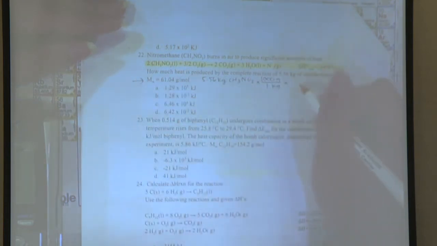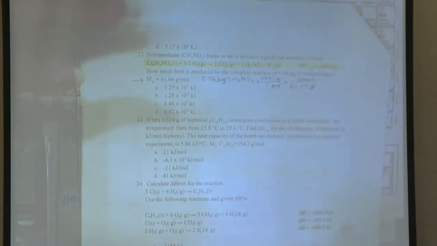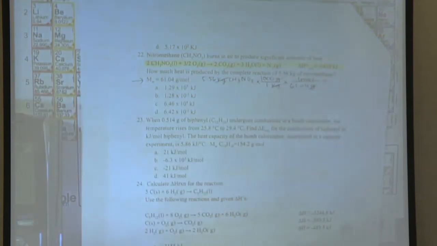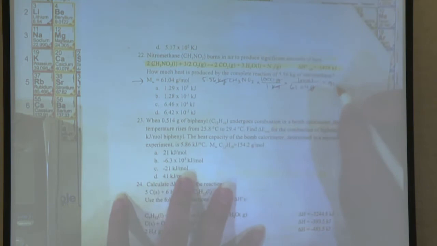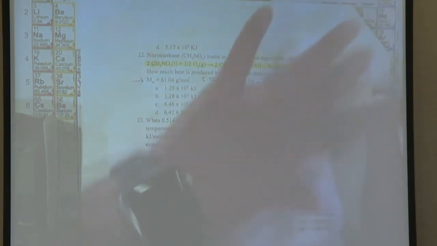And I gave you the molar mass of nitromethane here. So for every 1 mole, I'm going to have 61.04 grams. Right? So my kilograms cancel out, my grams cancel out. That should give me, for number 22, 91.1 moles of nitromethane.